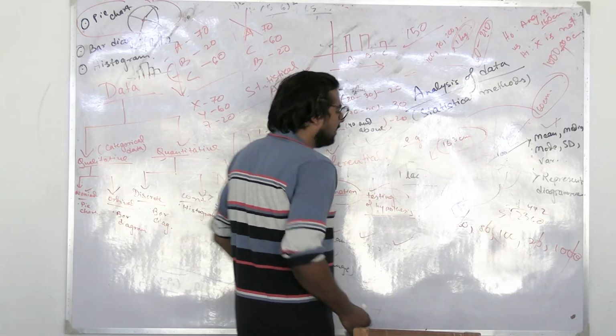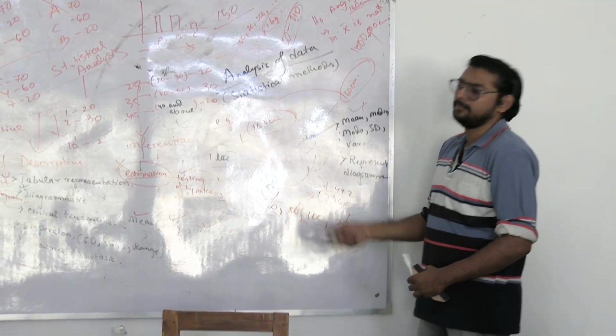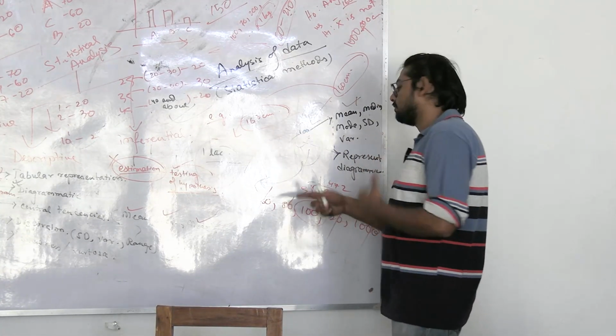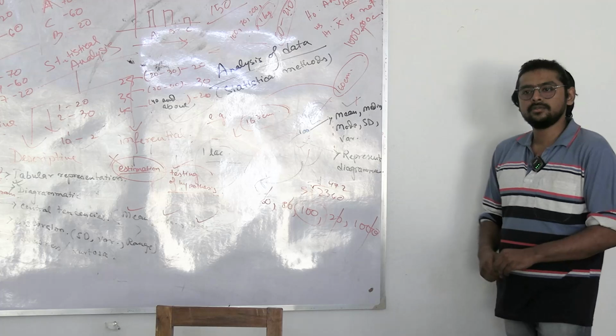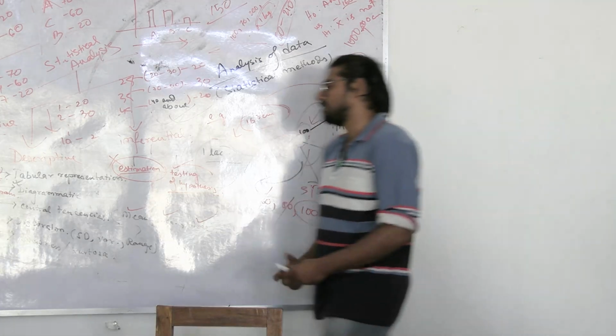The mode is not very widely used. It is used when you want to know which value is occurring more, which value is more frequent. In that case we use the mode, else we don't. Understood? When to use what? That is more important, because the formulas are always there.